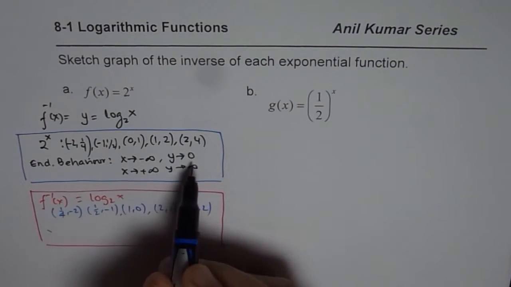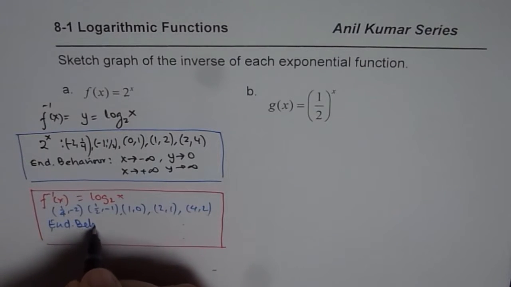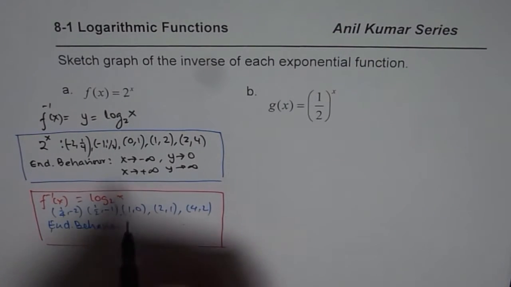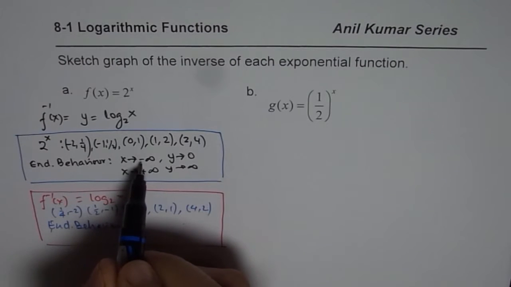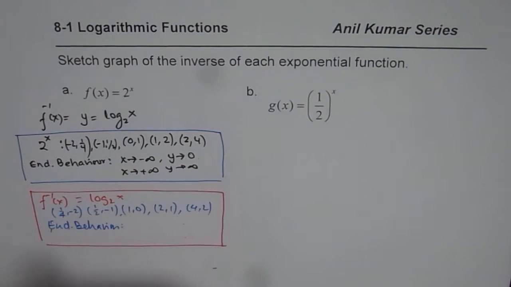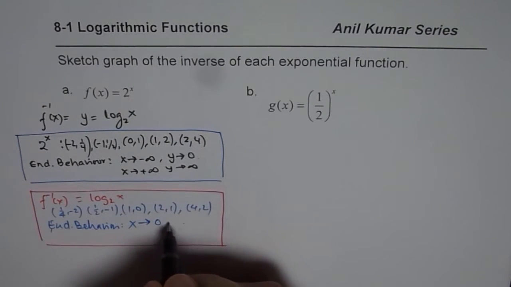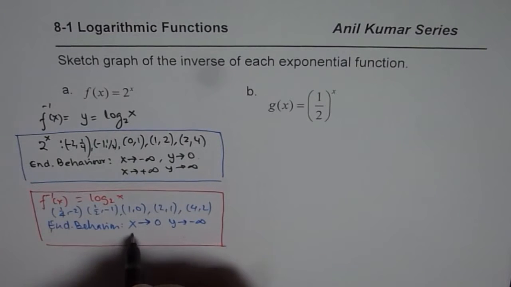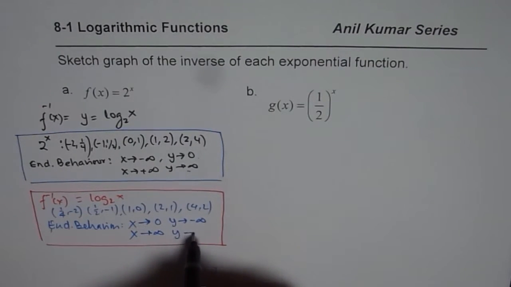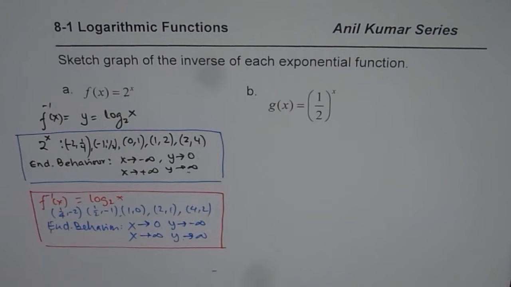As far as end behavior, that also flips. See that? End behavior also flips. So instead of saying x approaches negative infinity, we say, well, when x approaches 0, y approaches negative infinity. Okay, so we just flip this. So as x approaches 0, y approaches negative infinity. As x approaches positive infinity, y approaches positive infinity, right? So that gives us the key points to sketch this very function.